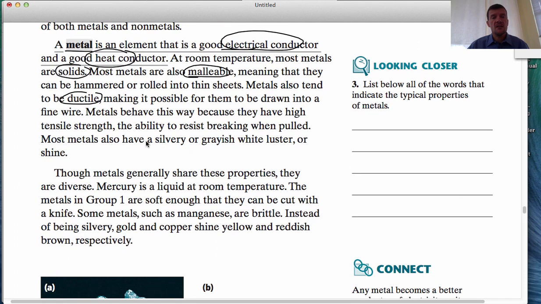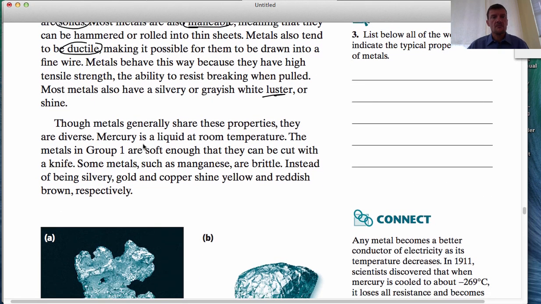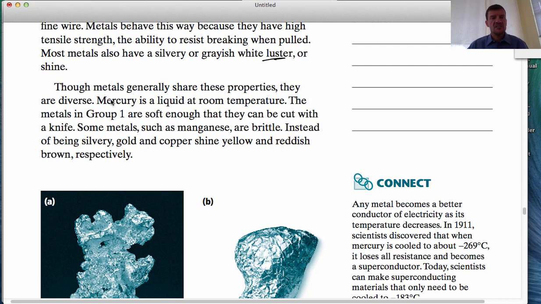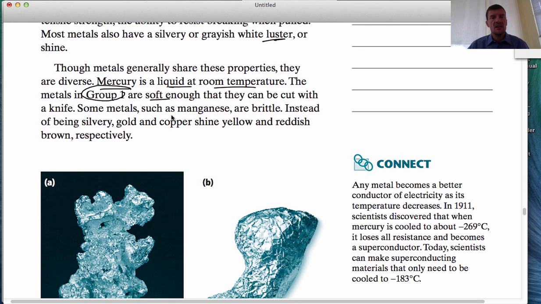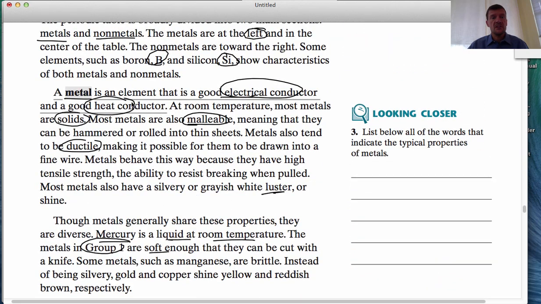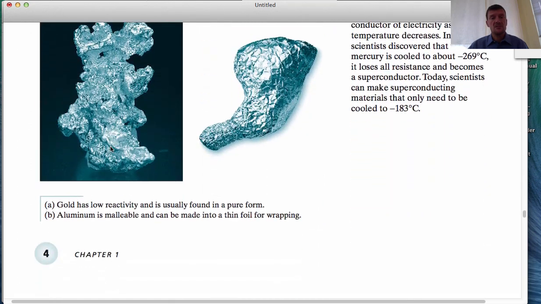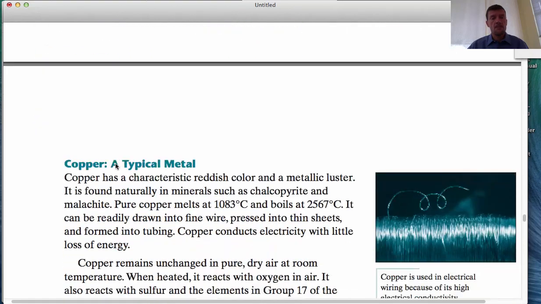And often they have a little bit of a shine to them. They have some luster. There are exceptions, of course. I said mercury is a liquid at room temperature. The metals in group 1 are often soft, and they can be cut with a knife. But they are also still very much electrical conductors, and they conduct heat. They're also very reactive. Metals are sometimes very reactive. Okay?